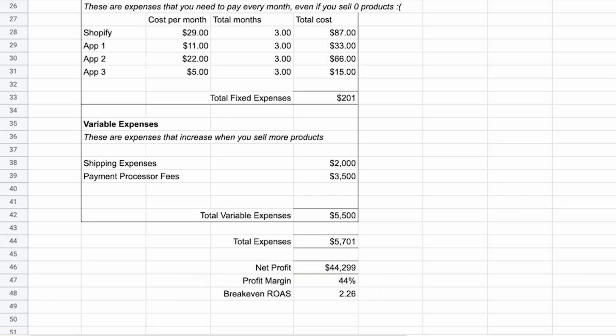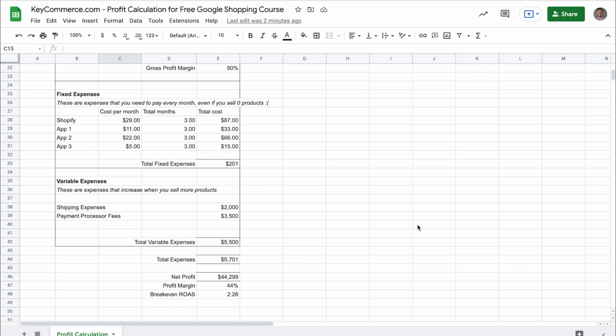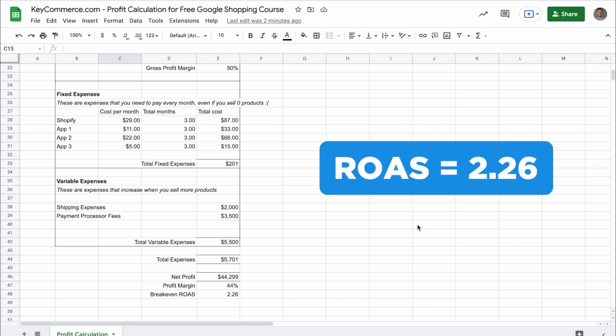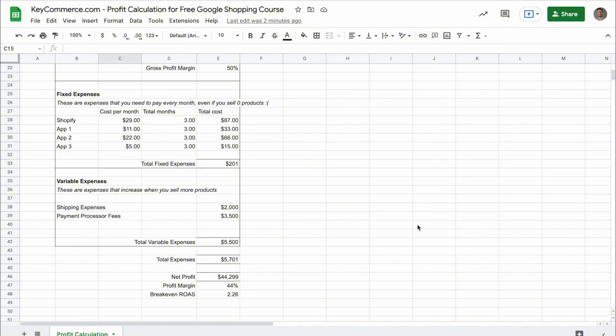This is all done for you with the formulas in our sheet. We now know that we need each $1 of advertising spend to make us at least $2.26 in sales for us to break even. Anything above, we make profits. Anything below, we lose money and we make a loss. This lets us know if our ads are profitable or not.